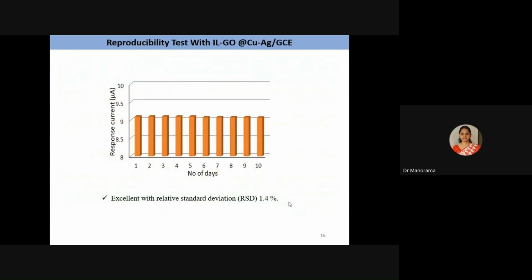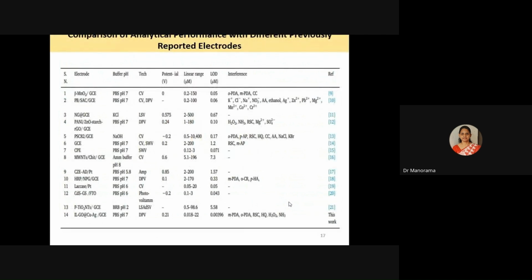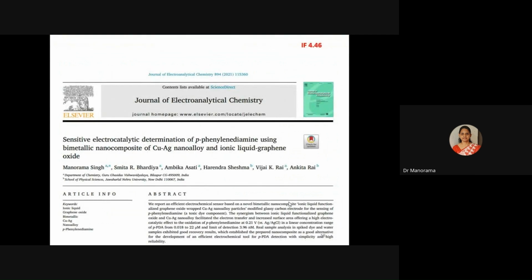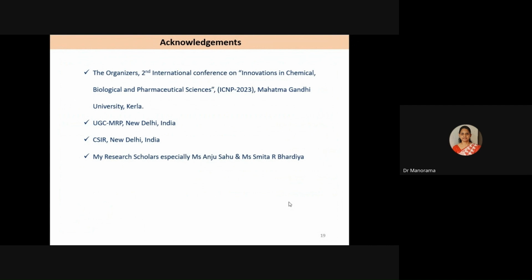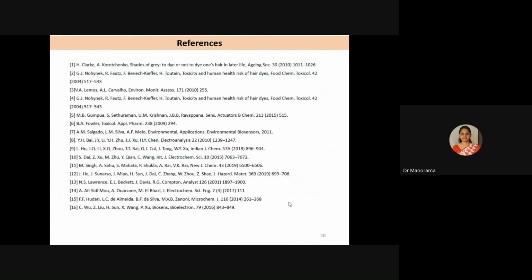We have also checked the reproducibility with our modified electrode. For 10 days, the same electrode was utilized for the detection, and we found an excellent result with an RSD of 1.4%. These are the reported results in which our modified electrode gives the best result, because the limit of detection was 3.9 nanomolar in the range of 0.018 to 22 micromolar. This work has already been published in the Journal of Electroanalytical Chemistry. I acknowledge all the organizers, and these are the references which we have utilized for this work.